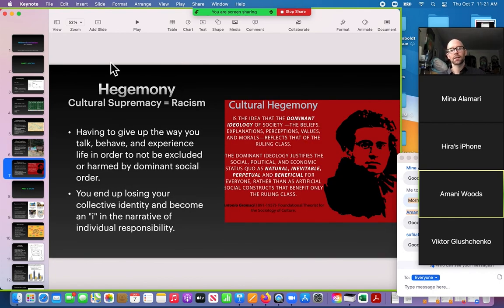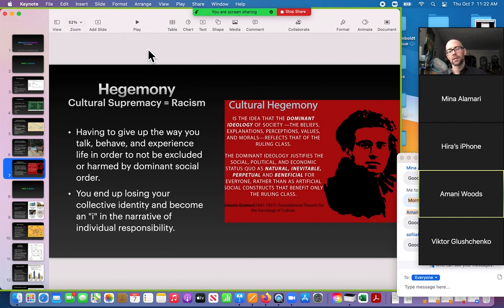So the last concept and term you need to understand is hegemony. And this is kind of the culmination or adding up those previous terms. So what people have to give up in a system where they are not sovereign is that you have to give up the way you talk, the way you behave, and the way you experience and value life. Otherwise, you're going to be excluded or harmed by the dominant social order.